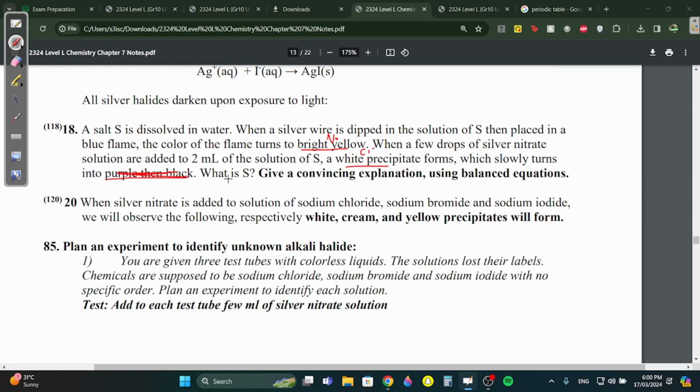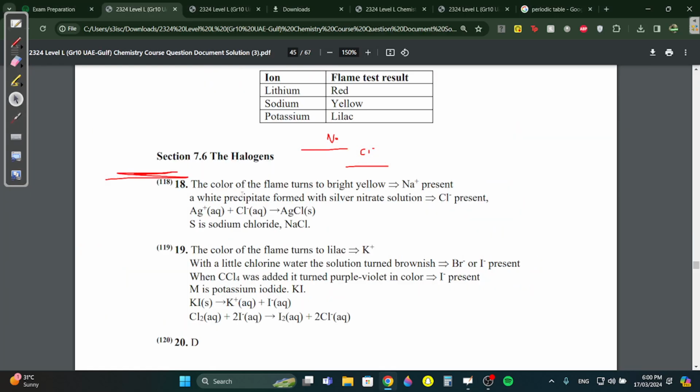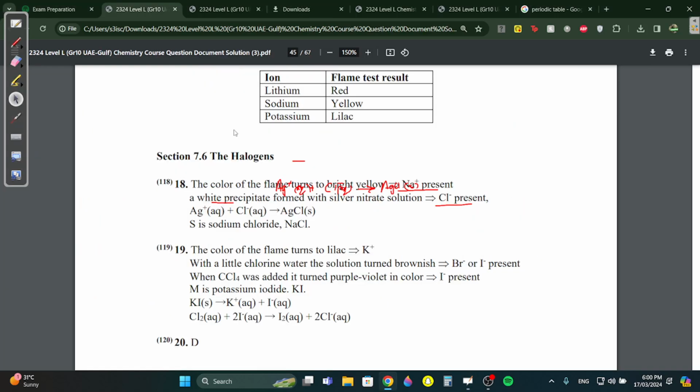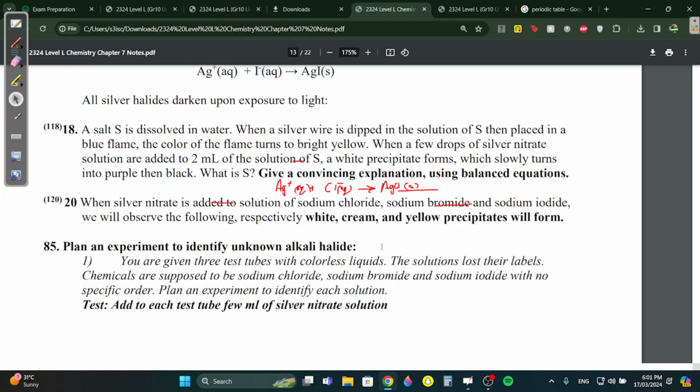We said you have to write. Let me show you. I'm not going to write it, but you have to write. Since it's a yellow flame, then Na is present. It's Na plus. Then you say white precipitate, that means Cl minus. Then you have to write the equation for how you got this white precipitate. We're adding AgNO3, so we're adding Ag plus. What did we have? We had Cl minus, to produce AgCl. And the states have to be given: aqueous, aqueous, and solid. There you go. S is sodium chloride because you got sodium and you got chloride, NaCl.